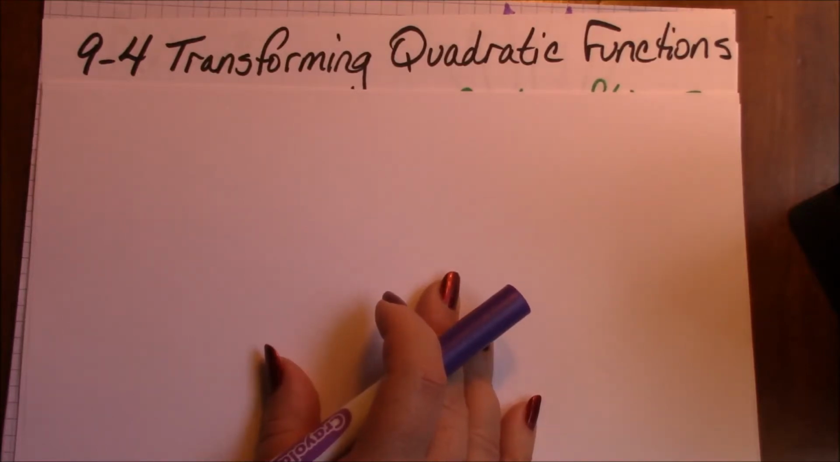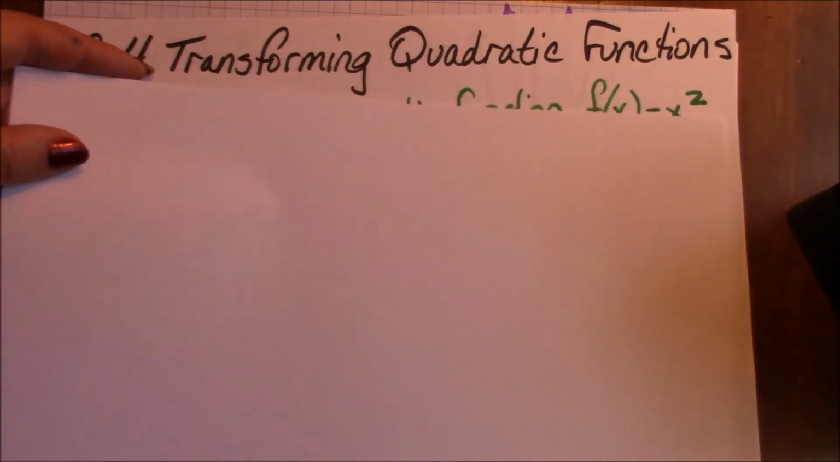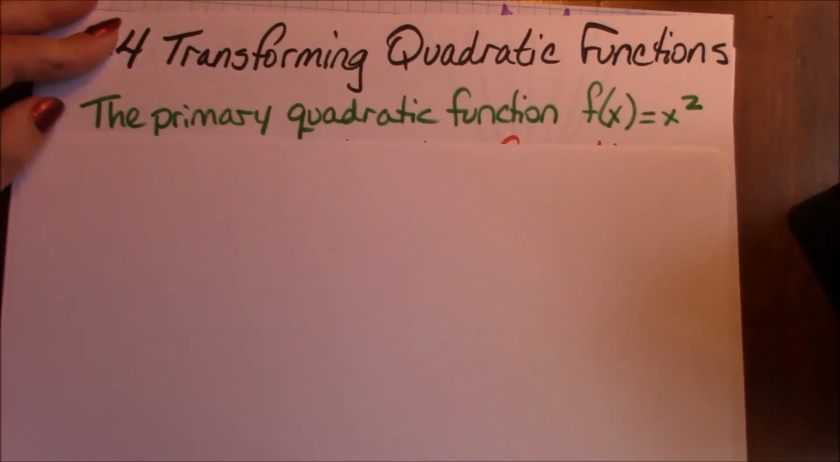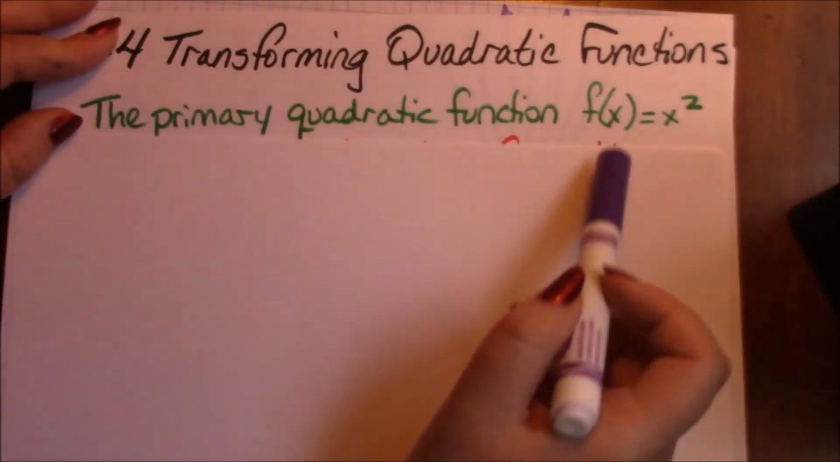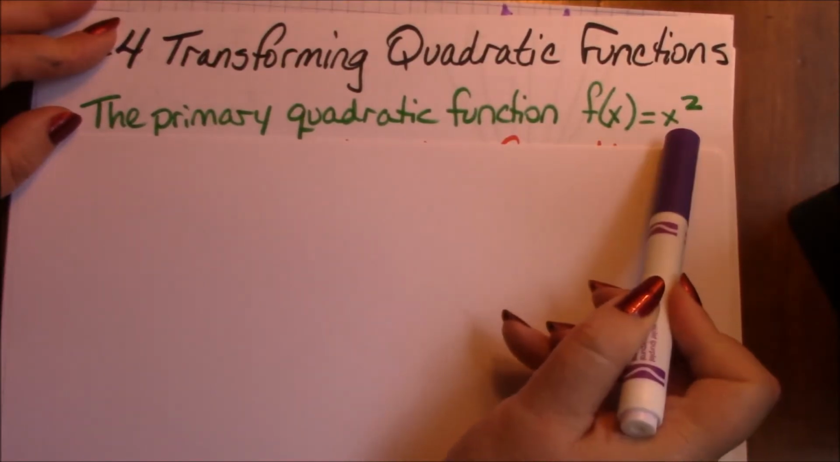Today we are transforming quadratic functions. So we understand quadratic functions and what they look like when they're graphed. The primary quadratic function, the basic, very basic one, is f of x equals x squared. You have to have that x squared.